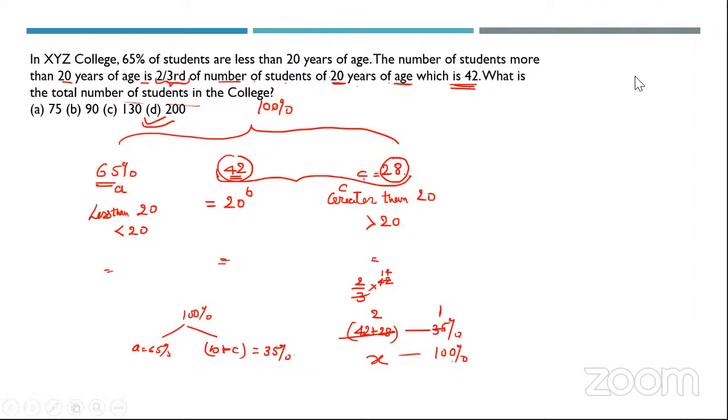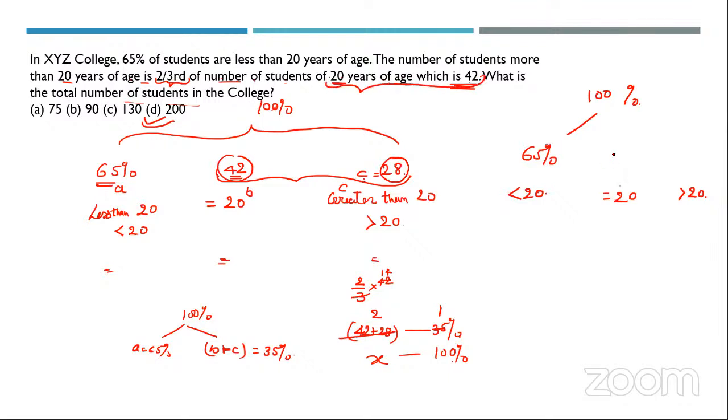This one. I don't remember who had a doubt in this one, but somebody had. So they're saying, let's say 100% of the students are there, right? 65% of the students are less than 20 years. So there will be equal to 20 and there is more than 20. Now the number of students more than 20 years of age is 2/3 of the number of students of 20 years of age, which is 42. So we'll go part by part, step by step. Here they're saying 20 years of age is 42.